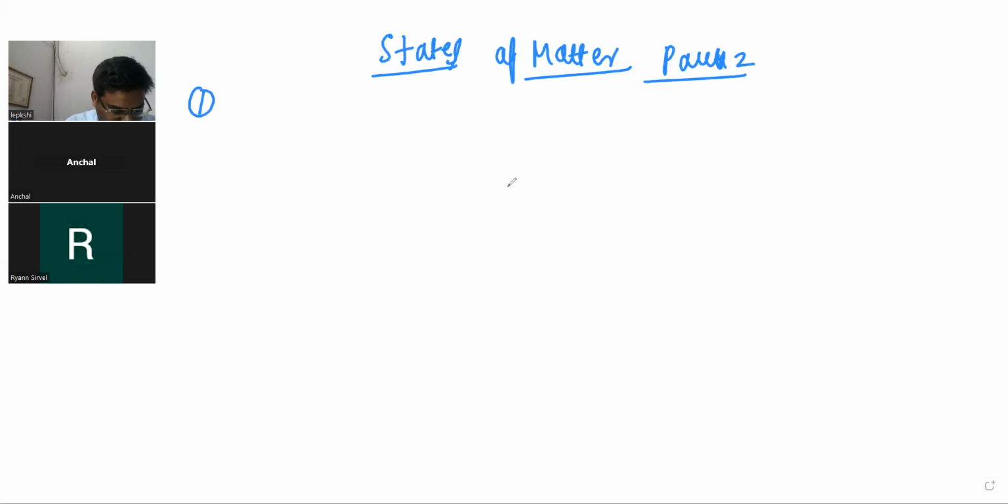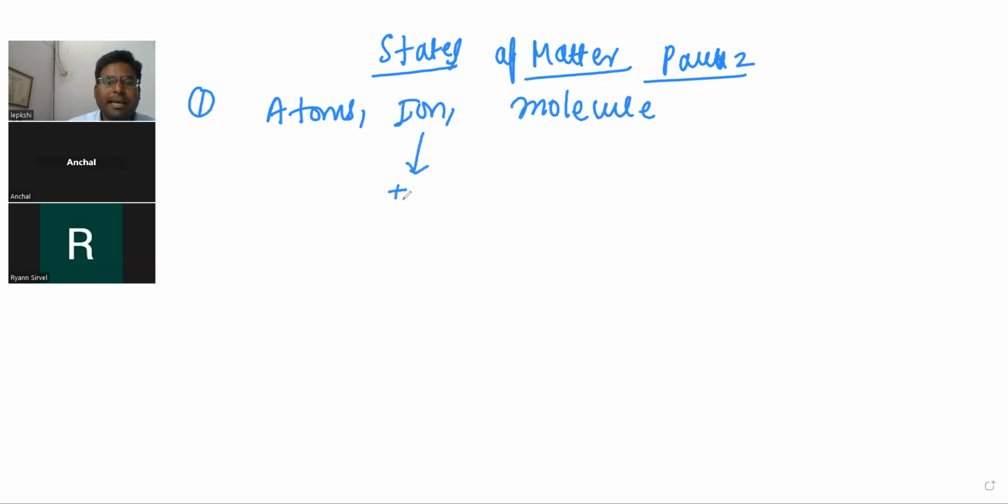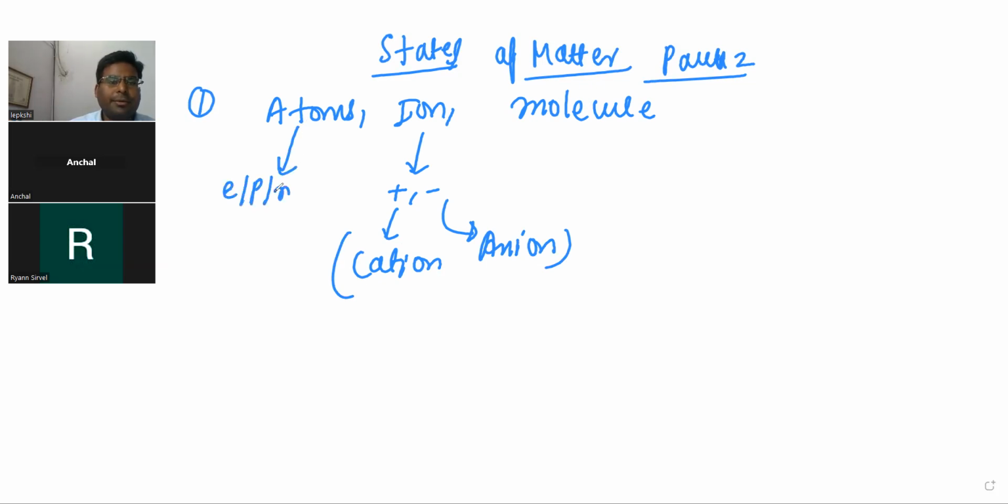Most of the observable properties of chemical systems with which we are familiar are bulk properties of matter. The properties associated with a collection of a large number of atoms, molecules and ions. So atoms, ions and molecules. Ion means it may be cation and anion. So plus is called cation and minus is called anion, right? Atoms contain electron, proton and neutron.